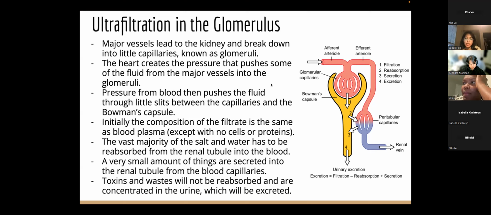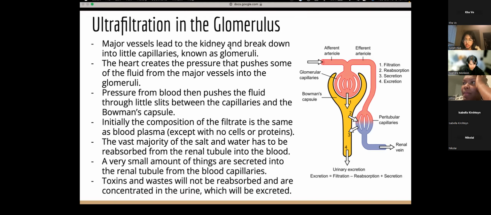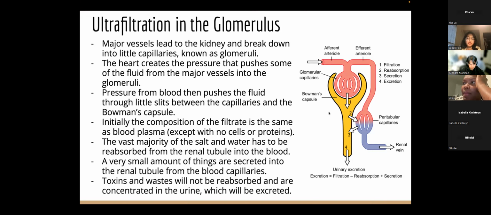Most of the fluid in the vessels is from your blood plasma, and most of it is the same as what you see in your blood plasma, because it's just filtering through. It's basically moving from one area to another, except it doesn't include your blood cells or proteins, because those are too big to go through. It's going to include things like water, salt, glucose, and sometimes amino acids. So it's going to filter a lot of that through into the renal tubules, and the vast majority of this filtrate, which is composed of salt and water, has to be reabsorbed from the tubule back into the blood.